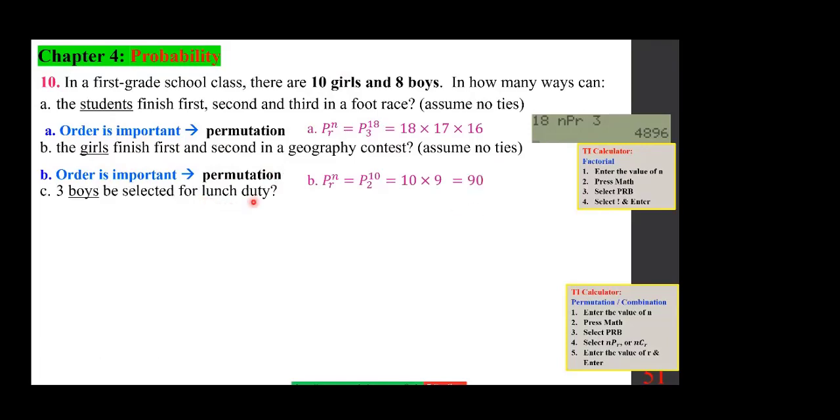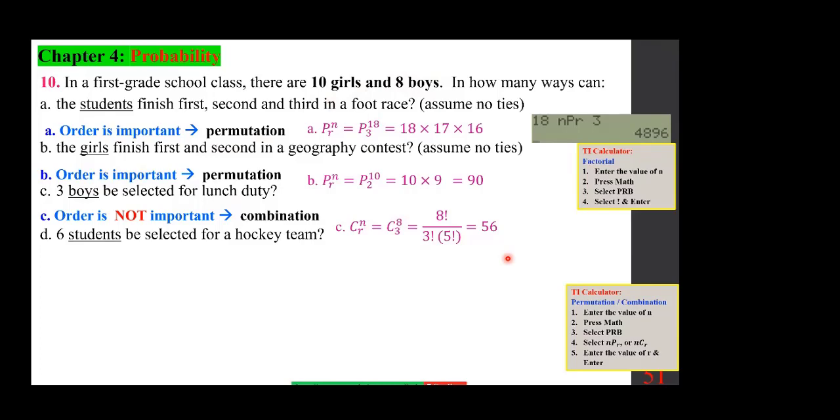Three boys be selected for lunch duty. That means right away we go here and we look at the N being 8, and order is not important. We are not specifying anything, so it's a combination. N choose R, 8 choose 3, come up with the answer. This is what matters, understanding that it is a combination. The rest is very simple to calculate.